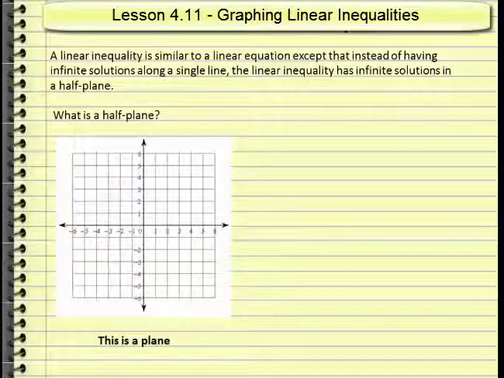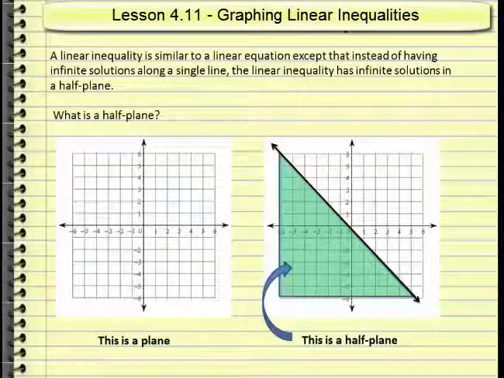Okay, so the coordinate plane is a plane. It is a whole plane, and it is infinite in all directions. A half plane is if you graph an equation of a line on a coordinate plane, you get a half plane. You also get another half plane. So when we graph an equation of a line, we get two half planes.